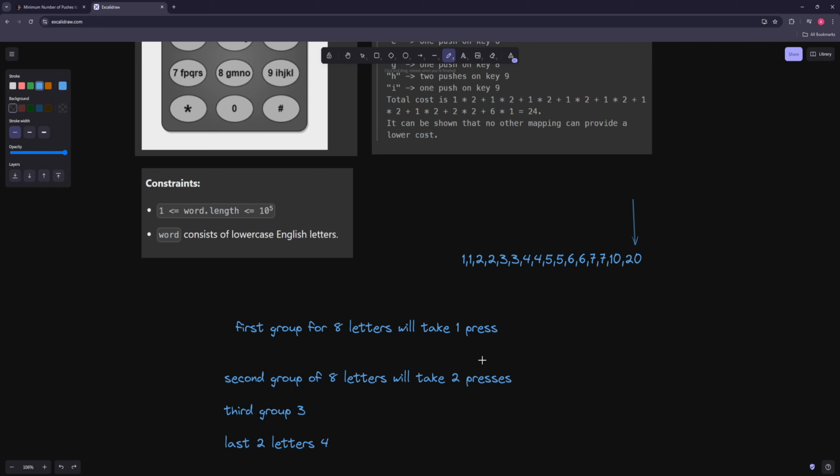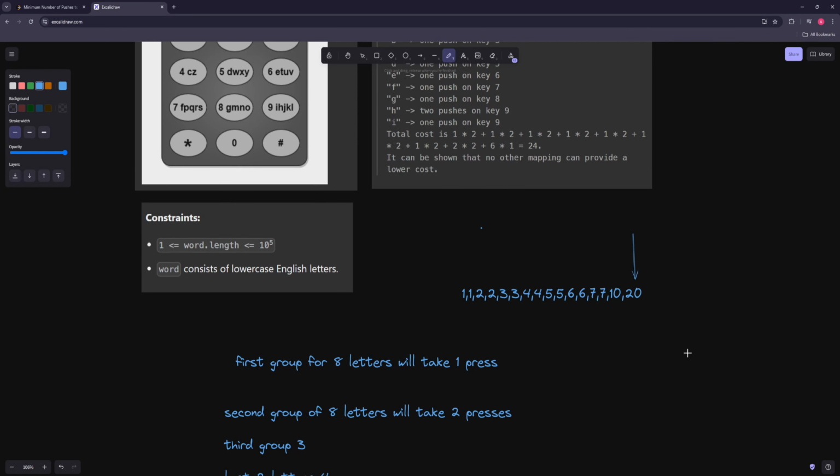So all we really need to do is just get counts of every letter, and then traverse them backwards and figure out what group they're in, and that'll tell us how expensive that is to press. We just multiply that by how many times that letter occurs. So for example, if this is in group 1, it occurs 20 times, so that will cost 20, and so on, and then we just get a total. Okay, so hopefully that makes sense.